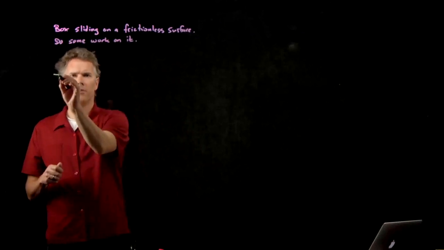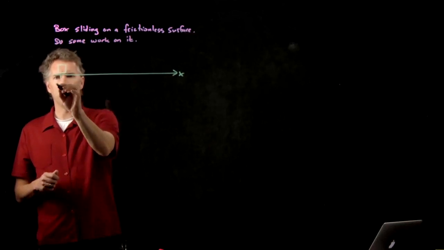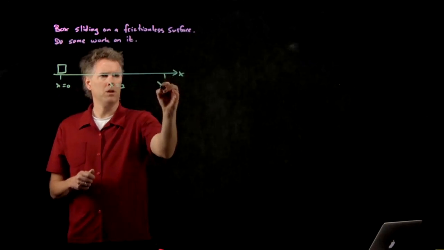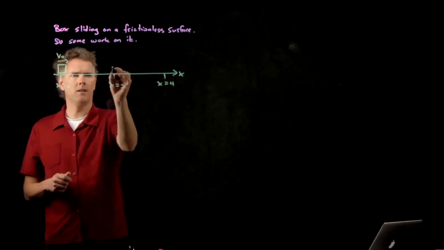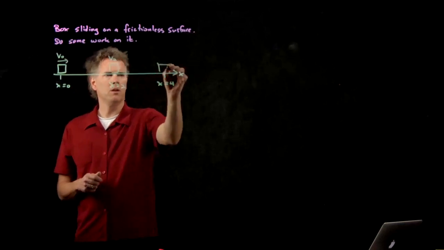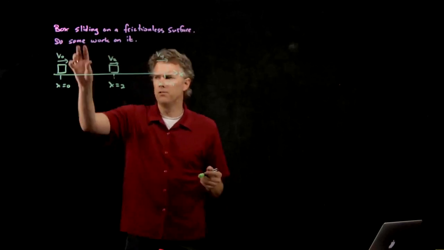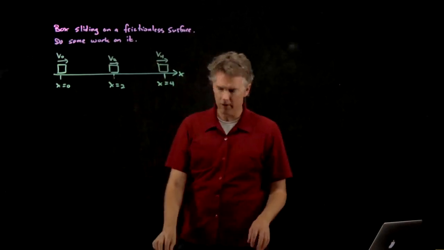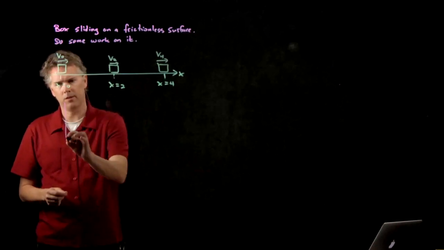So here's our surface. We'll call that the x direction. Here we are at x equals 0, here we are at x equals 2, here we are at x equals 4. And we have some v0, some v2, and some v4. Okay, so these are the speeds of the particle at x equals 0, at x equals 2 meters, and at x equals 4 meters. And the work that we're going to do on it looks like this.